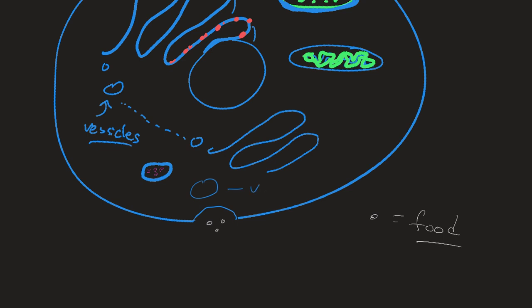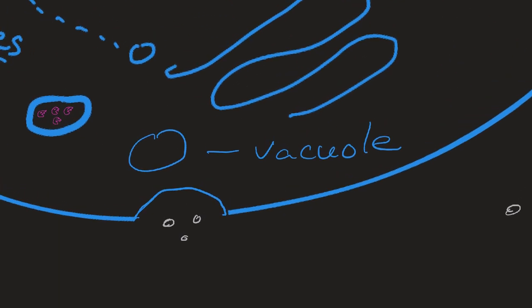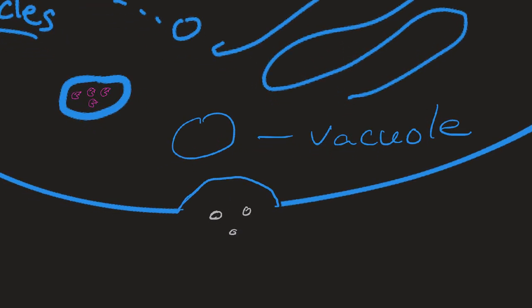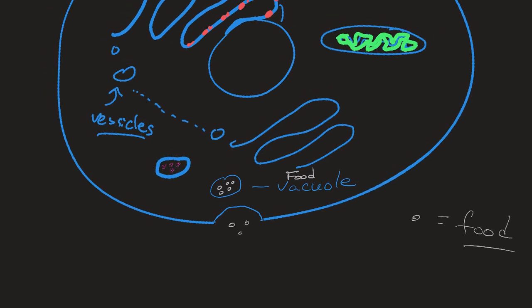What does a vacuole do? It just holds stuff. Vacuole means empty. A food vacuole is not empty. It has what? Stuff. Food. So this is a food vacuole. It's just a space that has food in it.